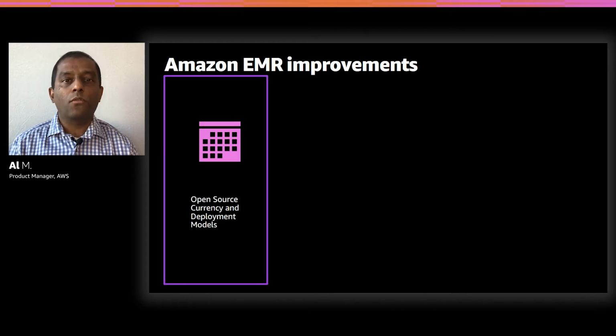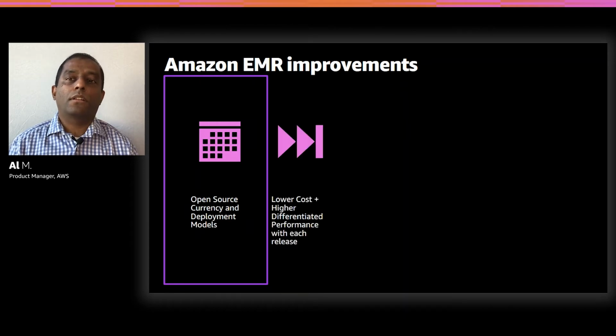EMR keeps to a 4 to 6 week cadence on releases. We fast follow open source libraries by 60 to 90 days. With EMR, you get a variety of different deployment models. Next up, we'll talk about differentiated performance and lower costs with EMR Runtime for Apache Spark, Hive performance improvements, hardware performance improvements, and improvements on Spot and Managed Scaling.